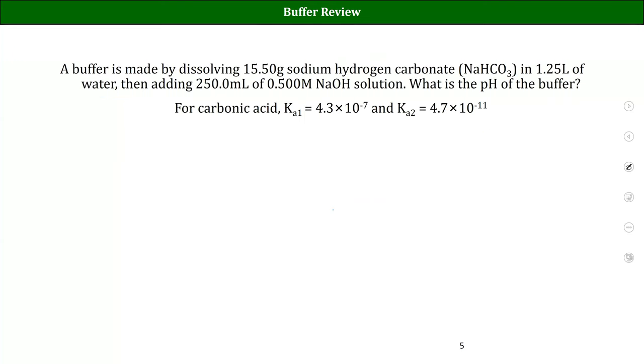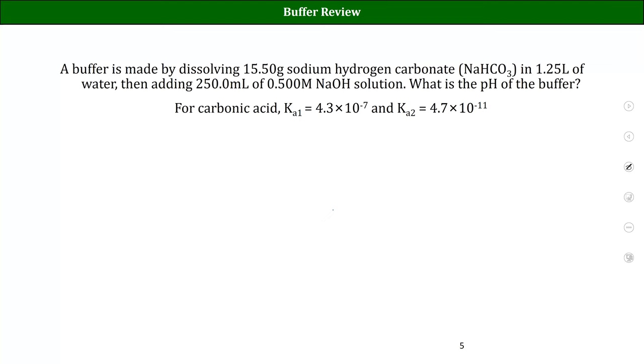All right, here's a more relevant one to what we've been talking about. Suppose we start by making a buffer by dissolving 15.5 grams of sodium hydrogen carbonate in water, and then we add some sodium hydroxide to it. This is a common way of making a buffer. You don't start by mixing together hydrogen carbonate and carbonate. You just put all of it in as hydrogen carbonate, and then add some hydroxide to turn some of the hydrogen carbonate to carbonate. What's the pH going to be of this system?